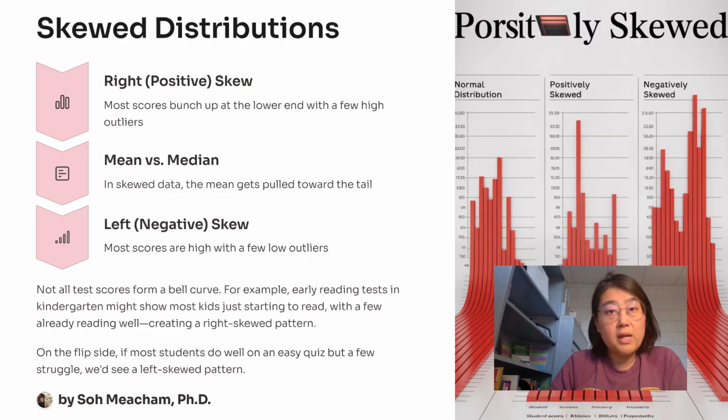Conversely, if nearly everyone does well on a simple review quiz, but a few students do poorly, we end up with a left skewed or negatively skewed distribution. In these situations, the mean gets pulled in the direction of the tail. That's why in highly skewed data, the median might be a more representative measure of central tendency.